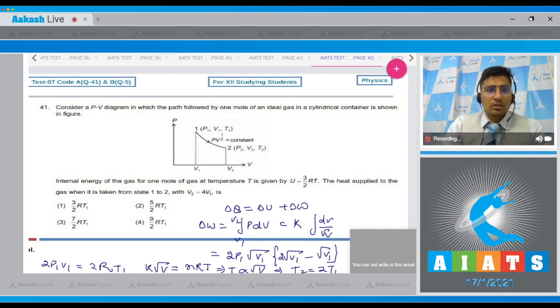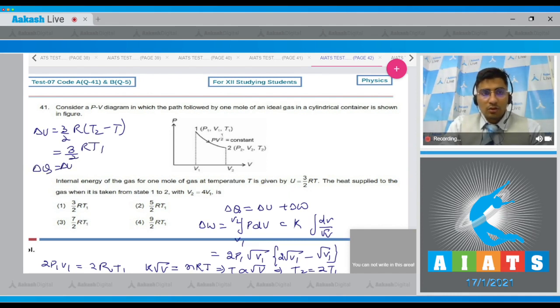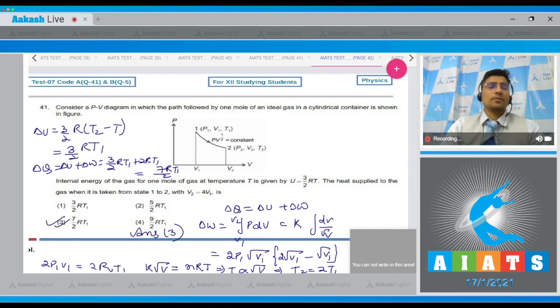Now let us write the further solution here. Delta U will be equal to 3/2 R (T2 minus T1), and this will be equal to 3/2 RT1. Delta Q, which is equal to delta U plus delta W, will be equal to 3/2 RT1 plus 2RT1, and this will be equal to 7RT1 by 2. And hence for this question the correct answer is option 3.